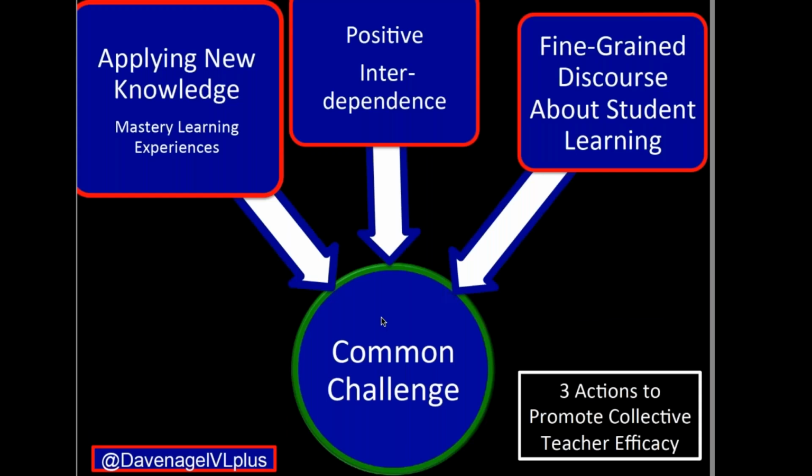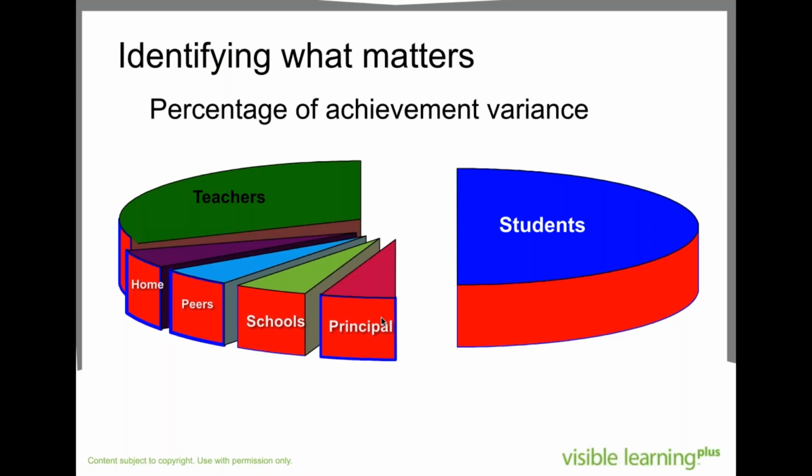Collective teacher efficacy isn't something that just happens. There are some conditions that will promote it. One is that we apply new knowledge. We have to, as teachers, be able to develop mastery. Have to have positive interdependence. We have to depend on one another and be accountable to each other and have fine-grained discourse around learning. Now, when we're at our PLC meetings, we're not just looking at student scores, we're looking at student work and really digging into why they're getting results correct or not correct.